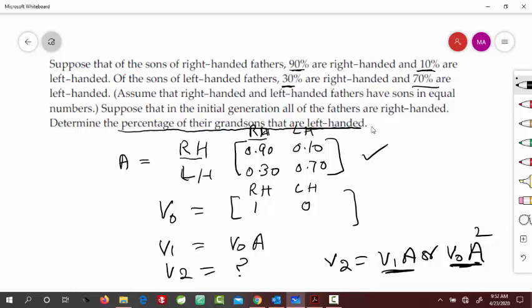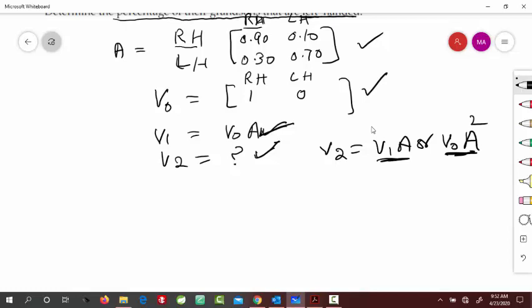So let me go with this way. First I find the percentage of sons, and then the percentage of grandsons, so in 2 steps. This is representing fathers, then this is sons, and this is grandsons. So first go with V1. V1 would be equal to V0, which is this one-row matrix, 1, 0. For a moment I don't label them RH, LH. I know that this 1 is for RH and 0 is LH.